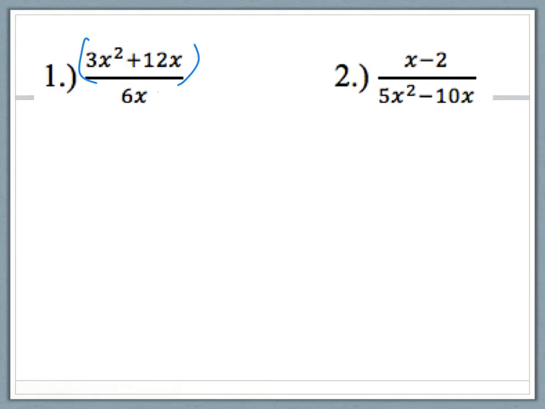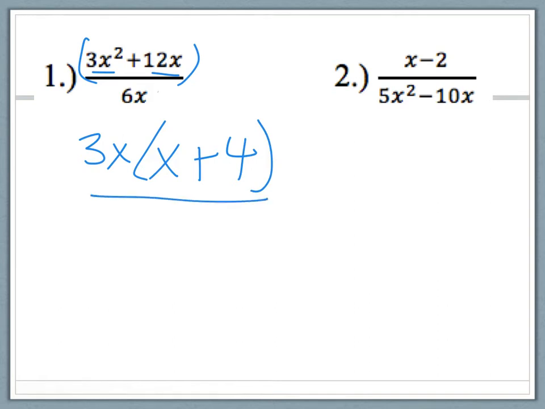If I notice, I can take a 3x out of both of these. If I divide a 3x out of both of those, I'm not going to have 3x squared anymore. I'm going to only have 1x. And then 3x goes into 12x. That's going to be plus 4, because 3 goes into 12 4 times, and we take an x out. Now on the bottom I have 6x. Now that we factored it out, since there's multiplication in between them, we can actually try to cancel them out or simplify them.